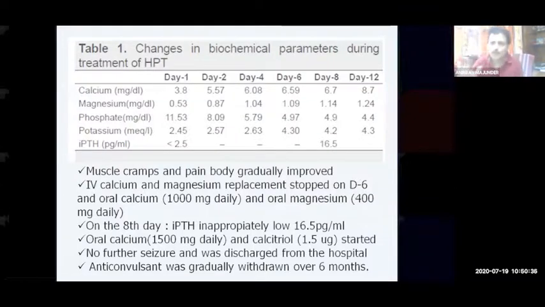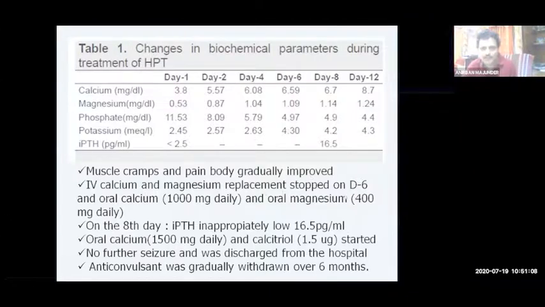So what we were expecting is that in a patient who has magnesium deficiency, if we correct the magnesium deficiency, parathyroid secretion should be normal, and therefore the parathyroid gland should respond normally. If the parathyroid gland responds normally, then the low calcium value should have a high PTH value. But this patient did not have a high PTH value, indicating that we are dealing with hypoparathyroidism as well. So muscle cramp and pain gradually improved.